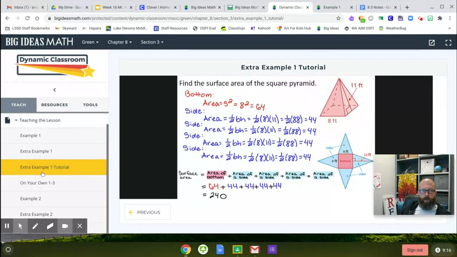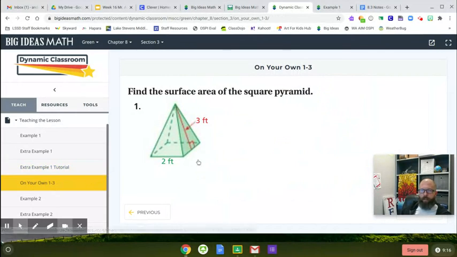Okay, let's do a few together here. It says find the surface area of the square pyramid. So the bottom we know is a square, so the bottom is 4, right? 2 times 2 is 4. And we know that the triangle here is 2 times 3, that's the height, divided by 2. So that would be 6 divided by 2, which is 3. So we have 4 plus 3 plus 3 plus 3 plus 3.